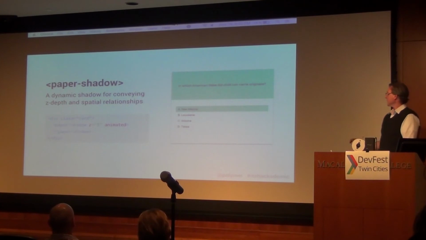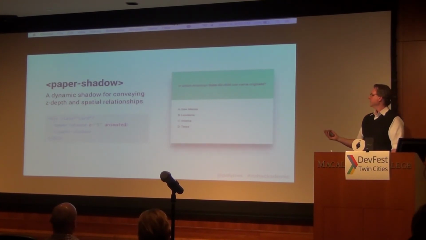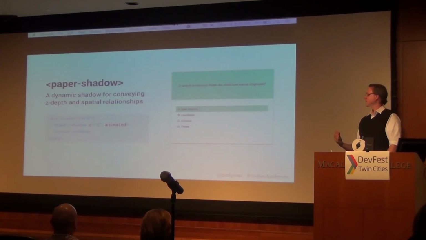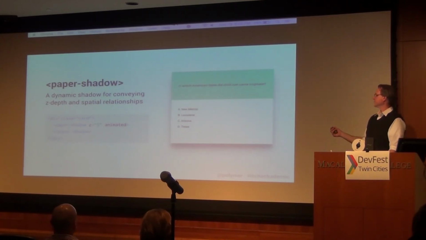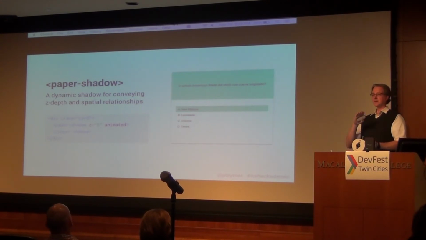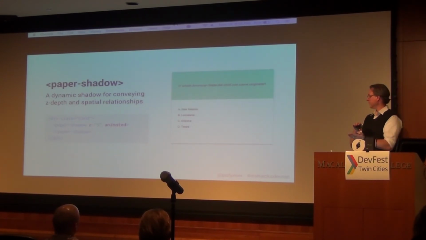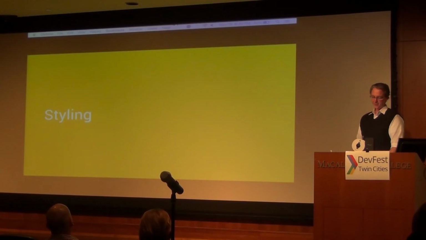So the other elements of paper that are fairly iconic is the idea of this paper shadow and the Z depth, that elements should have layers to them. You should have a sense of what elements are on top of other ones on the page. It makes your elements kind of spring to life and have a nicer feel and reaction to them.